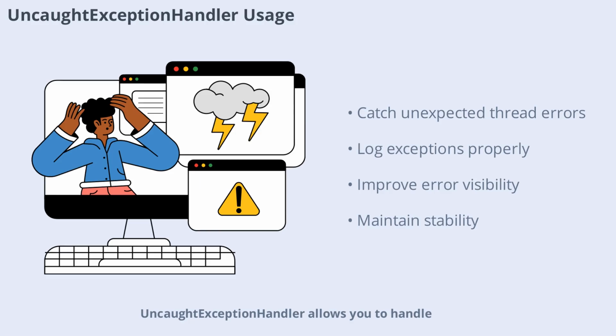Uncaught exception handler allows you to handle exceptions that escape thread boundaries. Set it for each thread to catch unexpected errors and log them properly. This improves error visibility and helps maintain application stability.